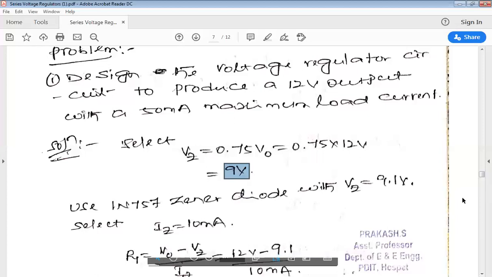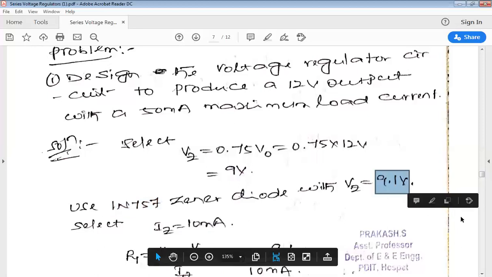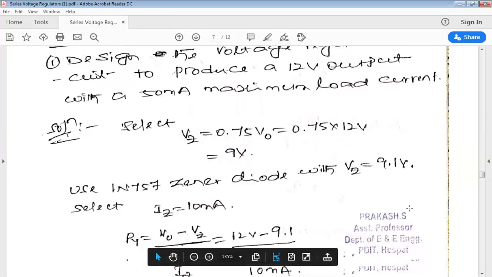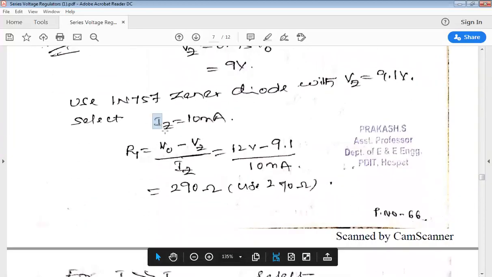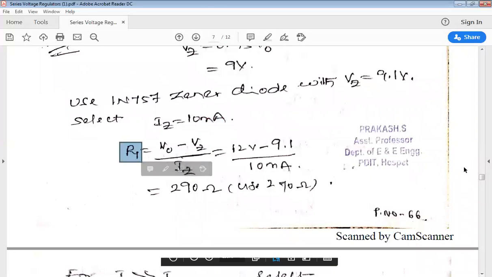Various Zener diode voltages are available. In this case, I need a 9 volts Zener diode, and I am selecting the 1N757 Zener diode. Its voltage rating is 9.1 volts. I am also assuming IZ is equal to 10 milliamperes. Then I am going to calculate the R1 value.